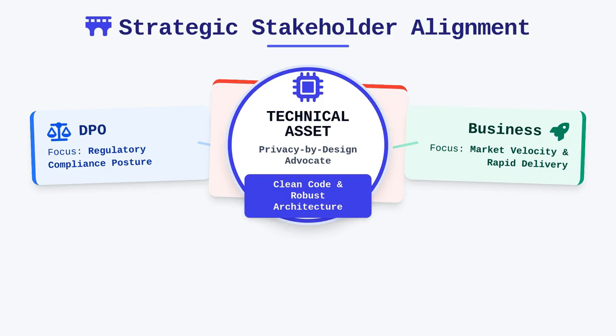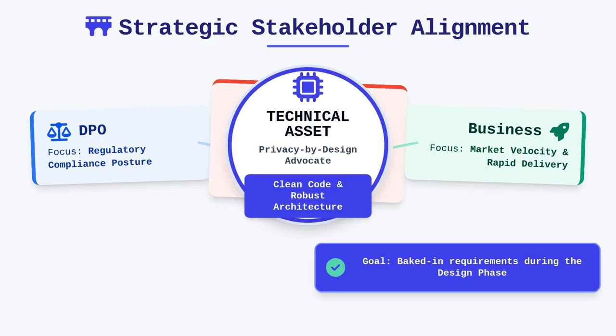You must position yourself as a technical asset rather than a project inhibitor by demonstrating that privacy by design actually leads to cleaner code and more robust technical architecture. By facilitating these interactions, you ensure that the privacy requirements are baked into the system during the design phase rather than being treated as a burdensome patch at the end of the development cycle.